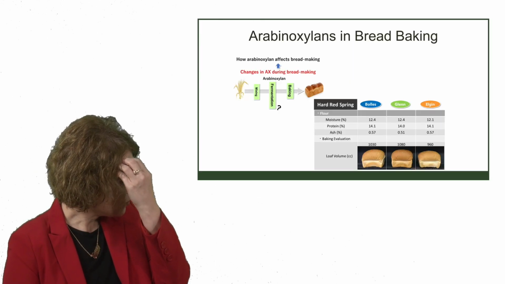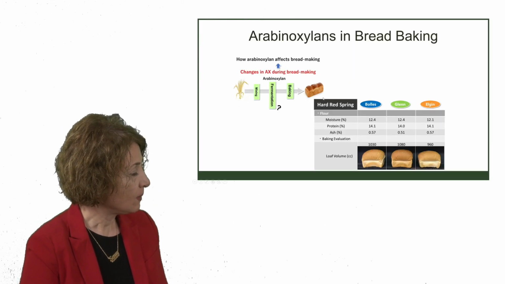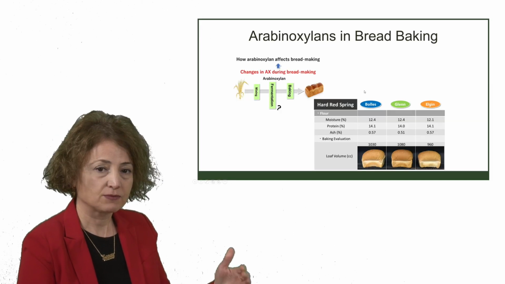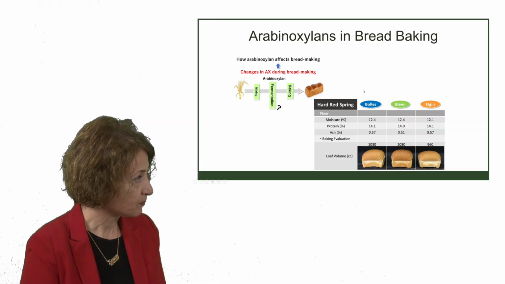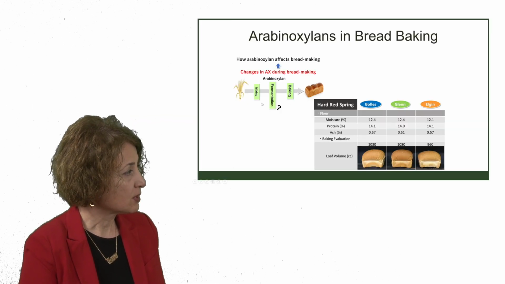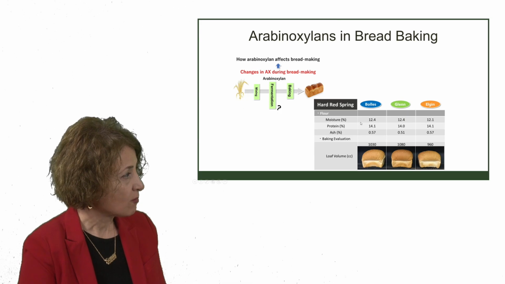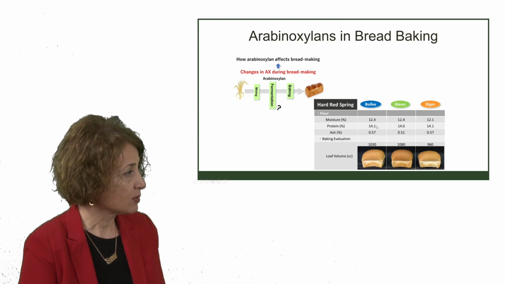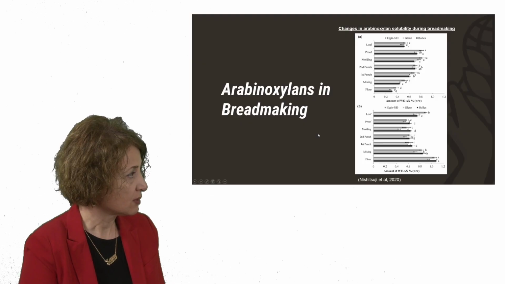And here we used the three most commonly grown spring wheat varieties, but they have different genetic backgrounds. And then we collected those samples at different mixing and fermentation stages and also the baking stage. This table shows the proximate analysis of the wheat varieties. They had similar protein content and ash content, and also very similar moisture content.